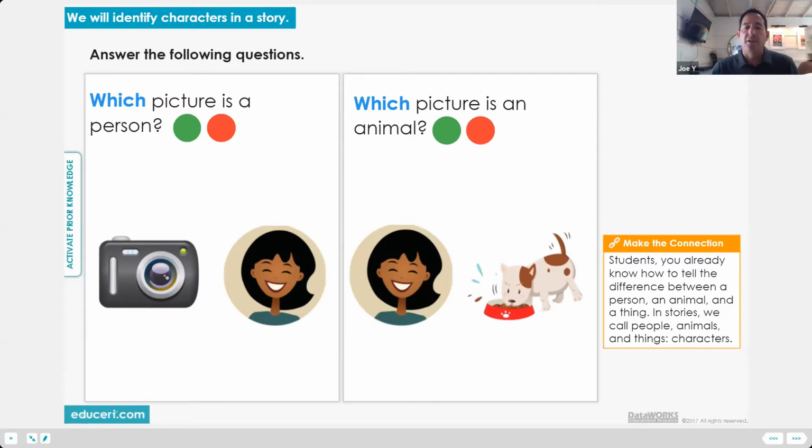Okay, and if they can do that, John, can you show them what that looks like? I think we've got it right here. Green dot for yes, red dot for no. And John would be a model of my students. I would say, okay, now I can check for understanding. Which picture is a person?